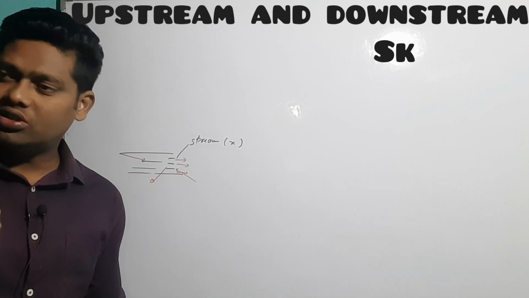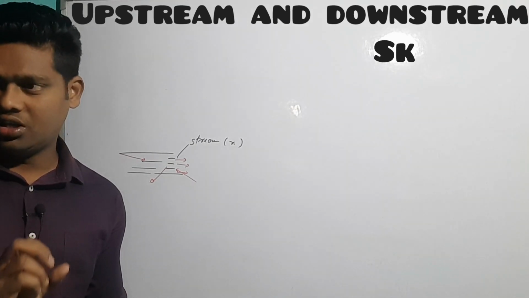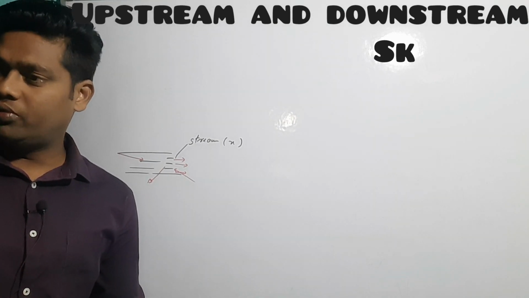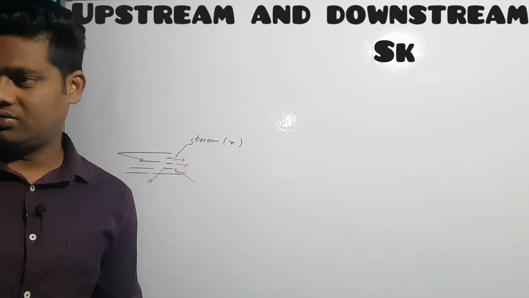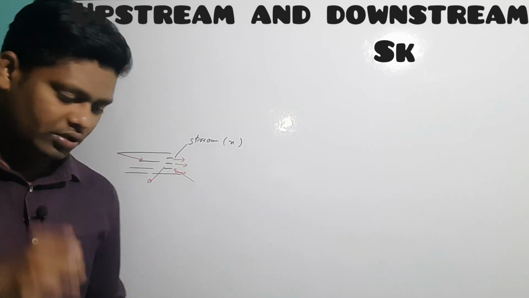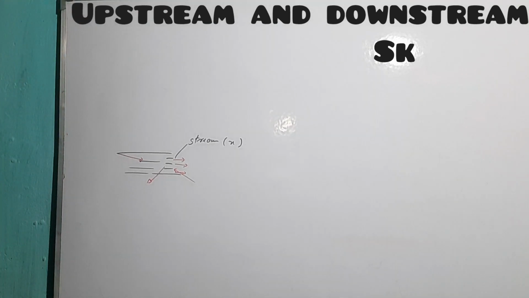So by using this concept only, we are going to discuss the sums. Whenever it is downstream, you will add the values; upstream, we will subtract the speed of the stream and the speed of the boat. Okay, so write the question.